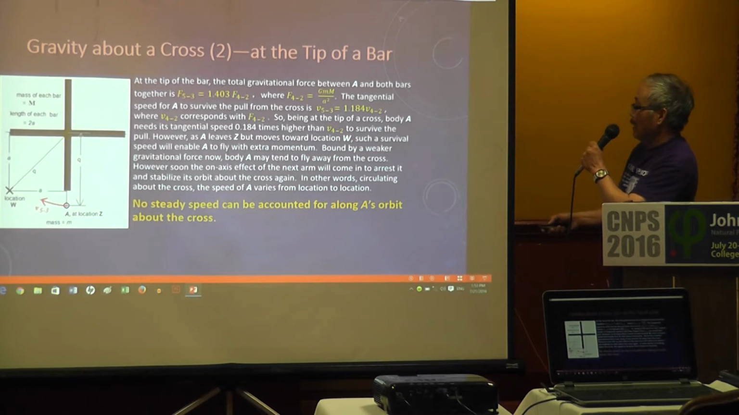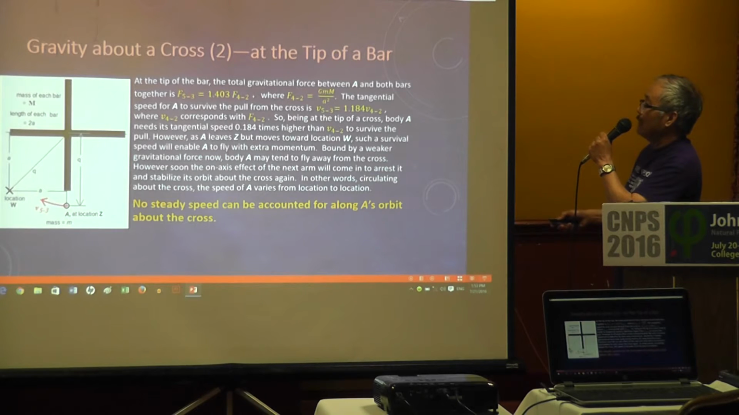Thank you. So, when this body A flies with tangential speed and survives the pull, when it enters this region, it definitely has higher speed, because the gravitational pull along this line is weaker. So body A may tend to fly away from the cross at this point. However, when it continues to move, it will enter a region where the X effect gradually gets stronger. And then the gravitational force is weaker here, and the speed of A will speed up again, and then slow, and then high, and then low.